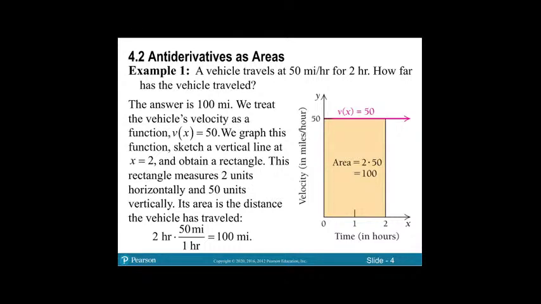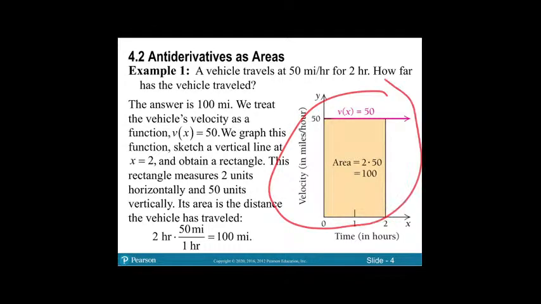But let's see how the approach works. We treat the vehicle's velocity as a function, so v of x equals 50. You see it here. The velocity is constant. We graph this function and sketch a vertical line at x equals 2 and obtain a rectangle. This rectangle measures two units horizontally and 50 units vertically. Its area is the distance the vehicle has traveled. So 2 hours times 50 miles per hour gives us 100 miles. You can see that here.